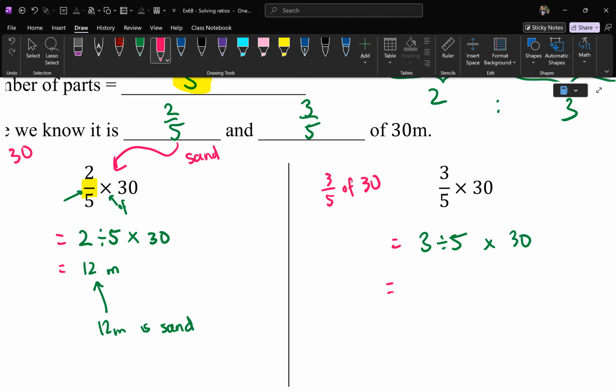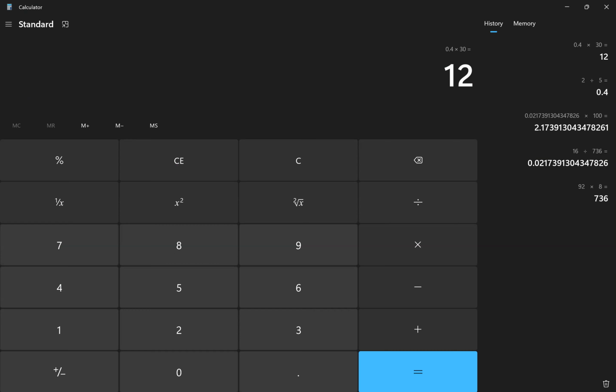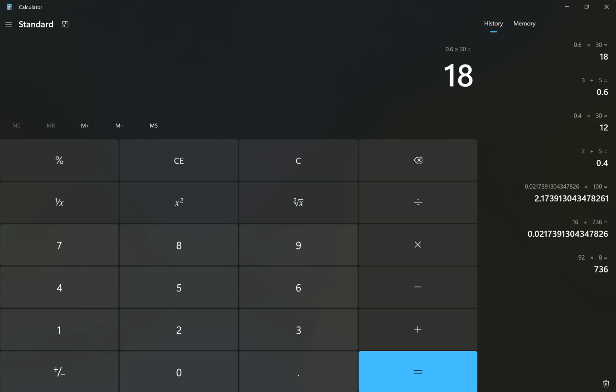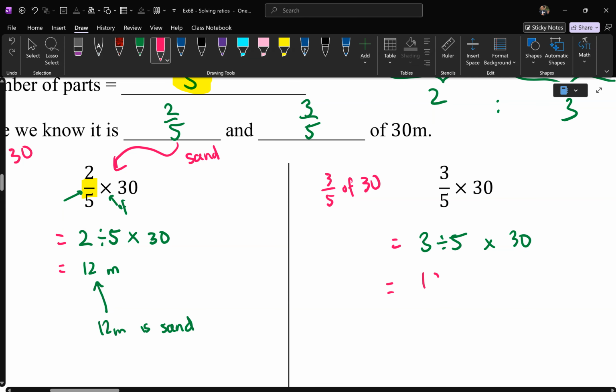Now if we do this, now logically you can probably also figure it out. Ready? If 30 meters is the length and 12 of it you can't run, well then the leftover must be the amount that you can run. So surely it must be 18. But just in case you didn't realize that, we can actually calculate it as well. Let's do it. 3 divide 5, then times by 30. See how it's 18? Makes sense.